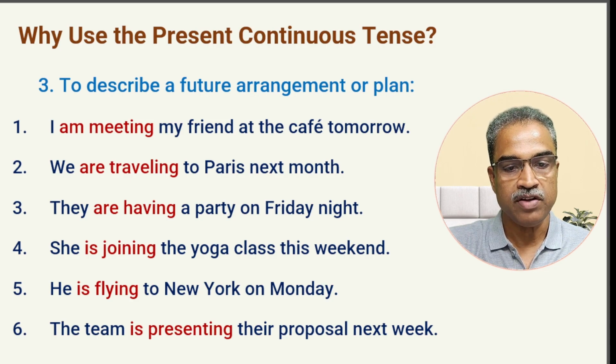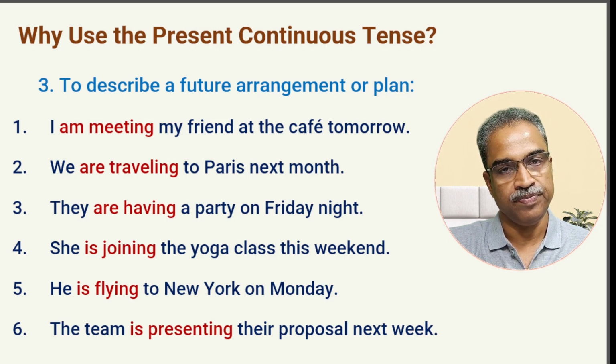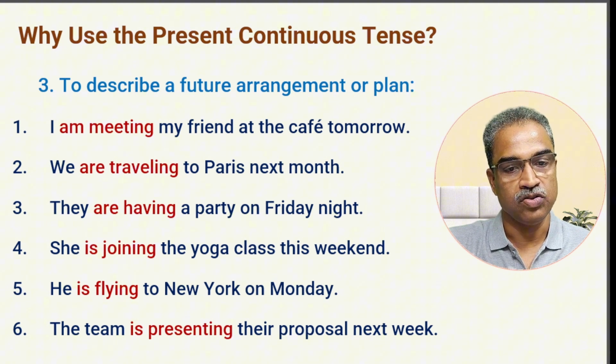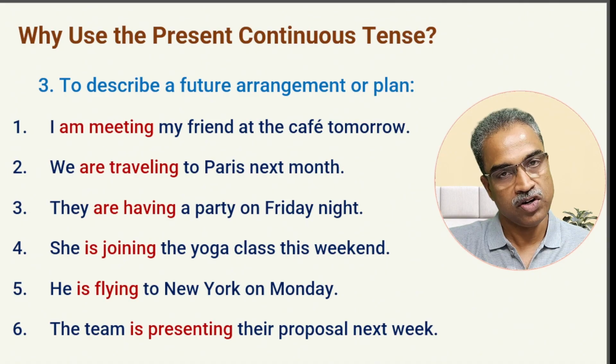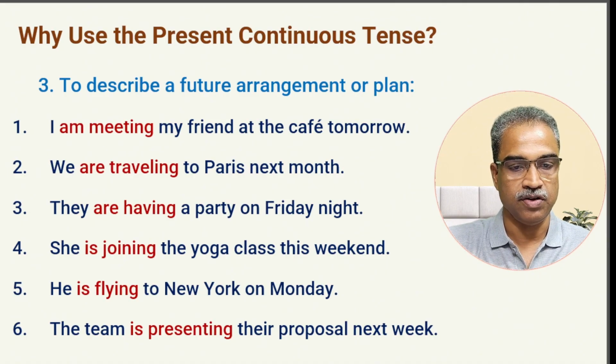Next is, we are traveling to Paris next month. This is about next month's plan. So this is an arrangement, a plan that we have. We will travel, of course, is simple future, but we are traveling is present continuous.